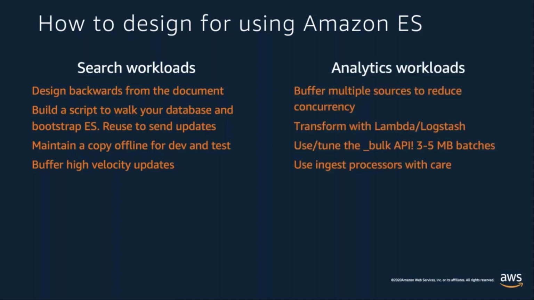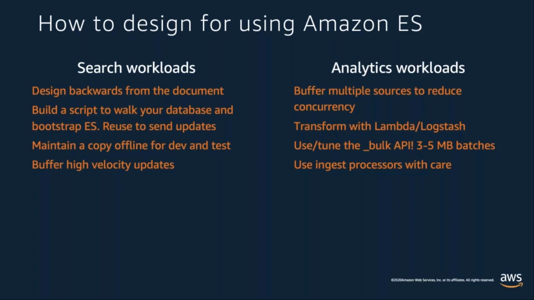Switching over to analytics workloads, again, buffering is a key concept here. Elasticsearch has a limit on the amount of concurrency that it's going to handle. It's not a hard limit, it's a soft limit that is based on the hardware that you deploy in your domain, your data nodes and your master nodes. So we're going to buffer so that we reduce the number of concurrent connections that we need to maintain to the cluster. In both cases, that's a really important practice.